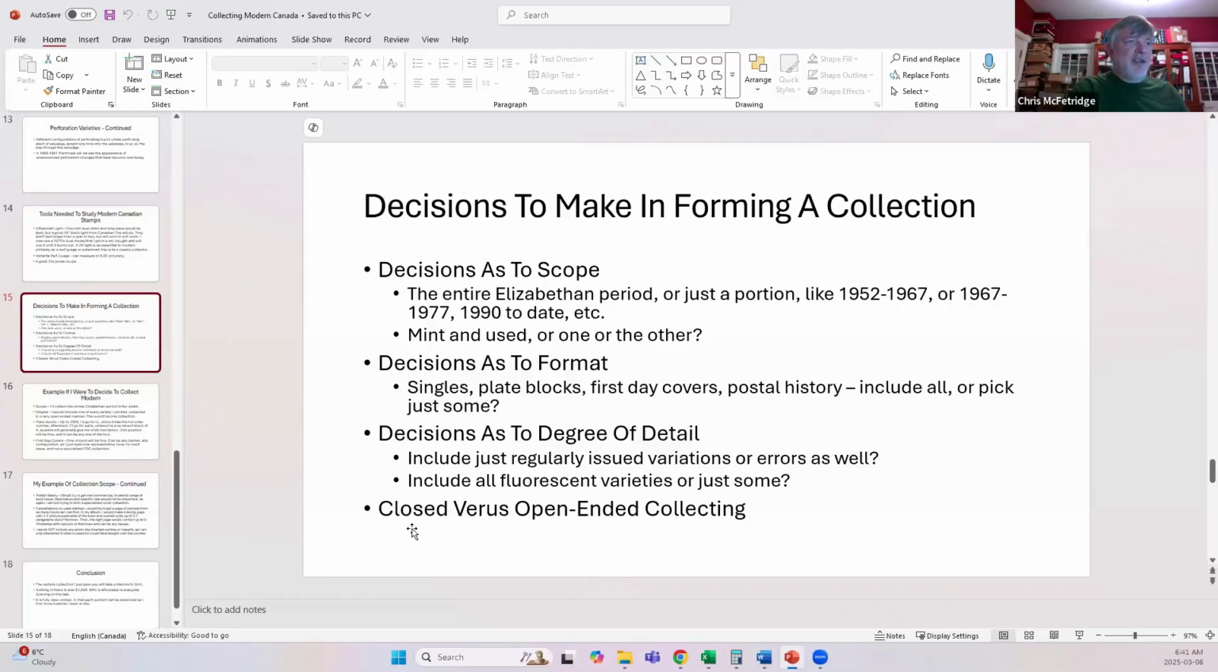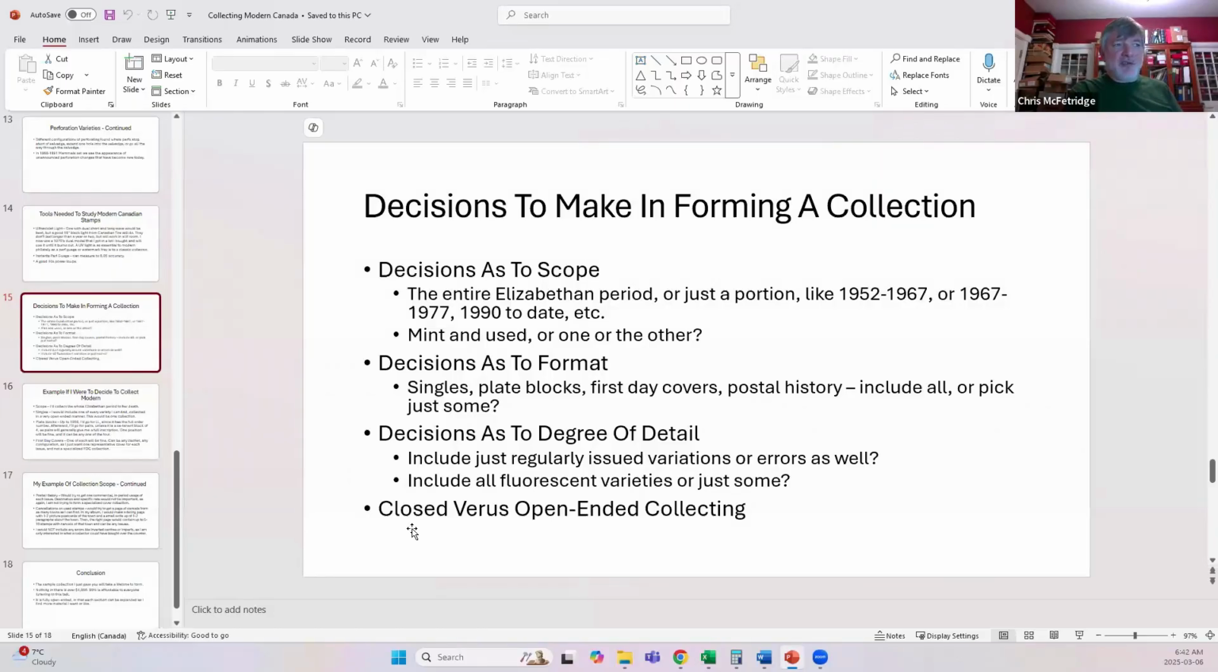For England, you guys have the decimal versus pre-decimal period to break it up, and then within each period, you can break that up further. Or you can decide, okay, I'm going to do just commemoratives or one of the definitive sets. Then you have to make some decisions as to format. Do you want singles only? Do you want to collect cylinder or plate blocks? Do you want to have any first day covers in your collection? Are you going to include regular postal history or just pick up a few?